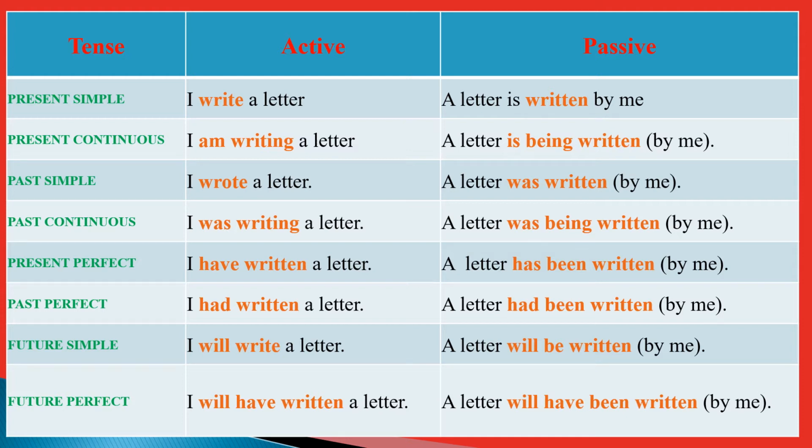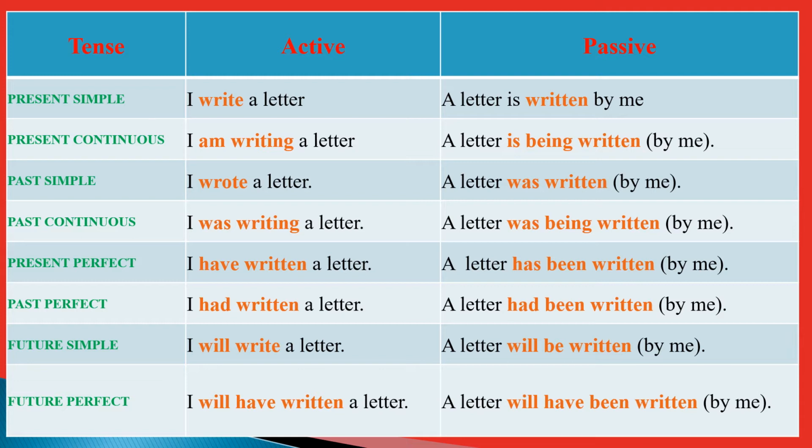Present perfect. I have written a letter. A letter has been written by me. Past perfect. I had written a letter. A letter had been written by me. Future simple or simple future. I will write a letter. A letter will be written by me. Future perfect. I will have written a letter. A letter will have been written by me.